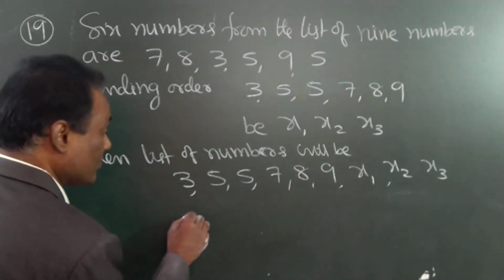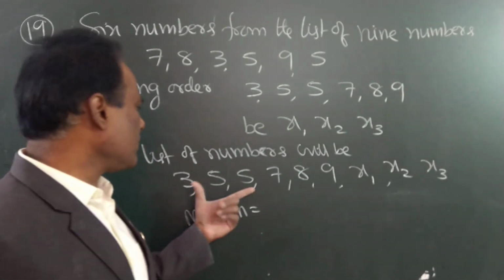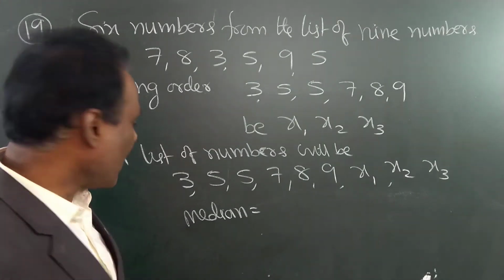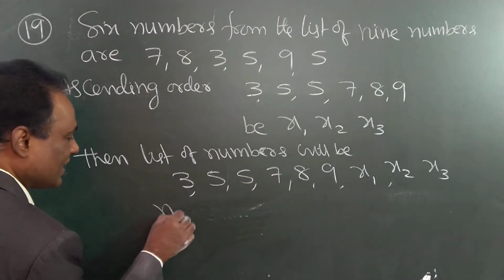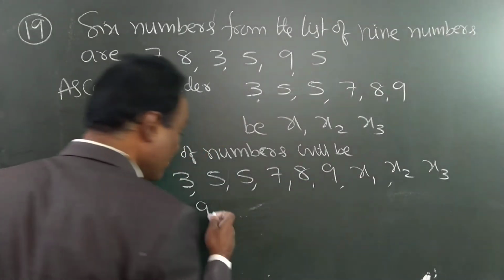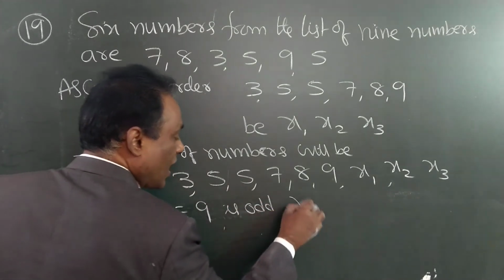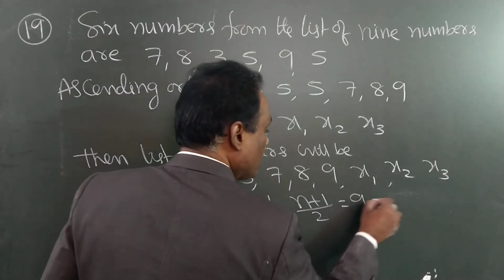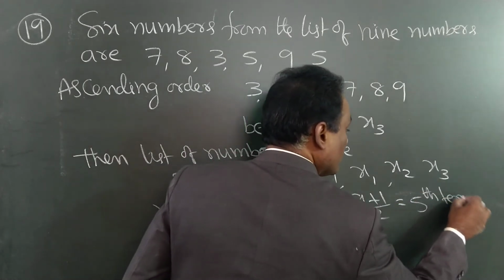Now in this case, what is the median? Which is the median? Middle number is the median. So 8 is the answer. Or directly you can write 8. Or you can do like this also. N is equal to how much? 9. 1, 2, 3, 4, 5, 6, 7, 8, 9 numbers. So what is the rule? This is odd. So when it is an odd number, what rule I told? N plus 1 by 2. That means 9 plus 1 by 2. 9 plus 1 is 10. 10 by 2 is 5th term.